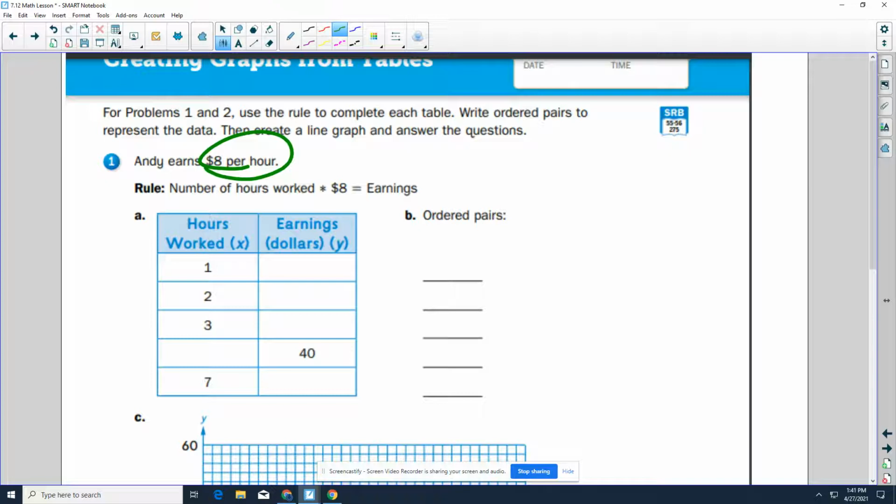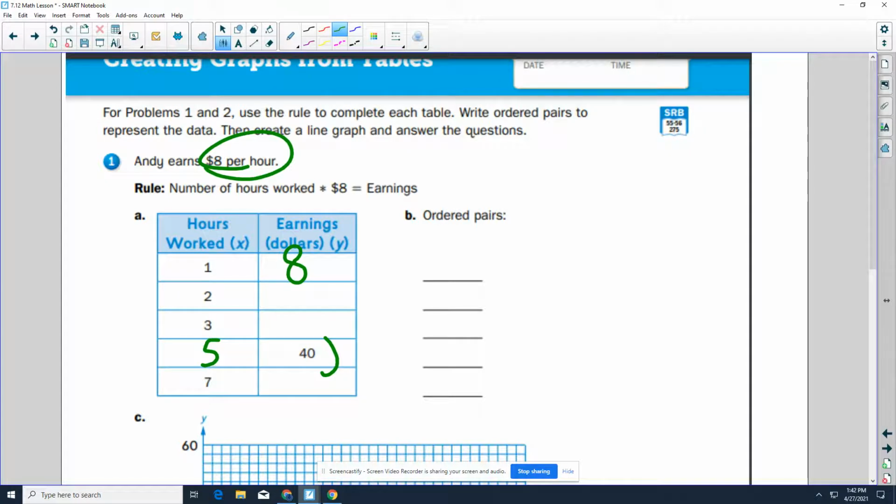So I want you to go ahead and do the first one here. So let's look together. We know hours worked is 1, and he makes $8. But let's look down here. When I have the out but not the in, when I get the y but not the x, I do the opposite of the rule. So instead of multiplying by 8, I'm going to take this 40 and divide by 8. And I know 40 divided by 8 is 5. So I want you to pause the video and fill in the earnings, and then come back and we'll do the ordered pairs, and then we will plot our points on the graph.